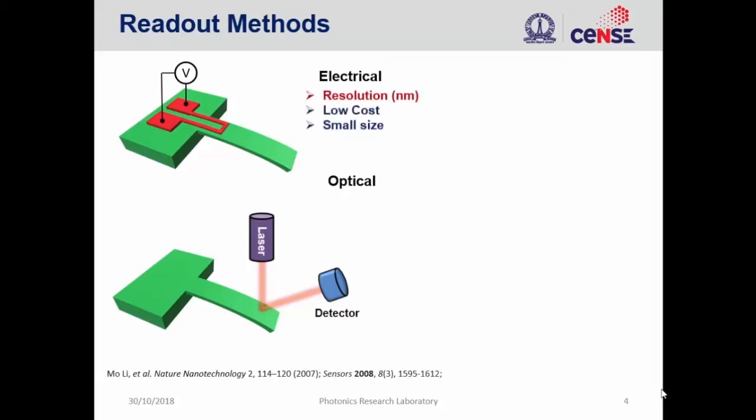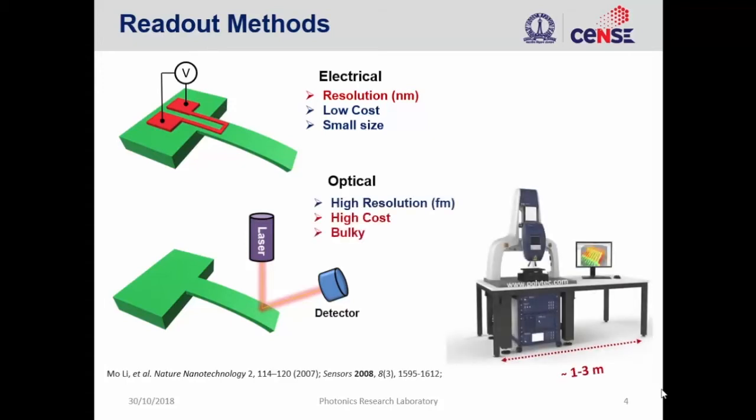The electrical method can be embedded into a cantilever and it is compact, but it suffers from low resolution because of the inherent noise. On the other hand, the optical method is very sensitive, with resolution down to femtometers, but it is high-cost and bulky, so it becomes difficult if you want to use your sensor for portable applications.